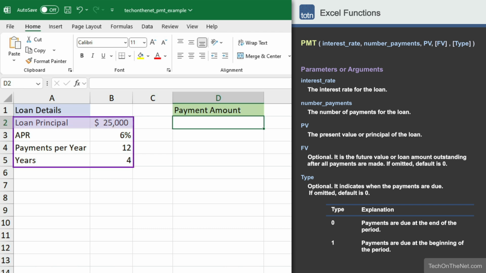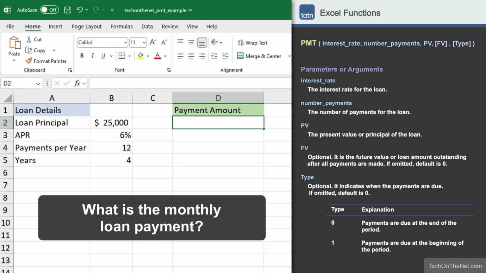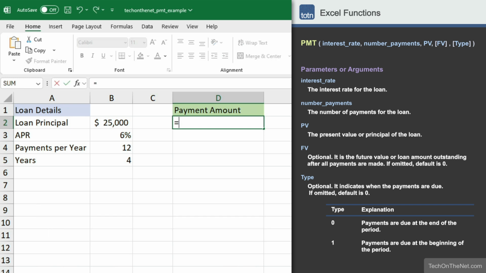Here we have the details of a $25,000 loan with an annual interest rate of 6%. The payments are made monthly, or 12 times per year, for 4 years. Let's use the PMT function to calculate the monthly payment for this loan. We'll begin by entering the PMT command.